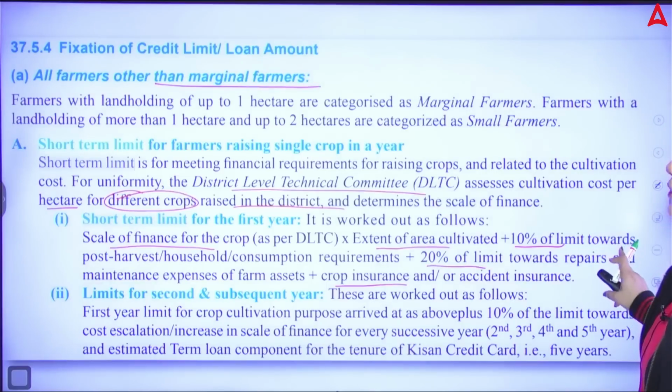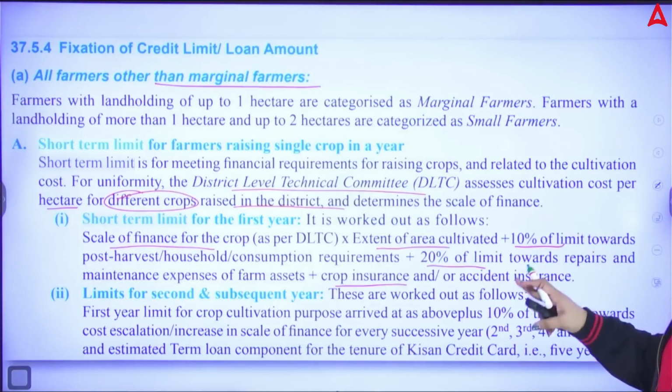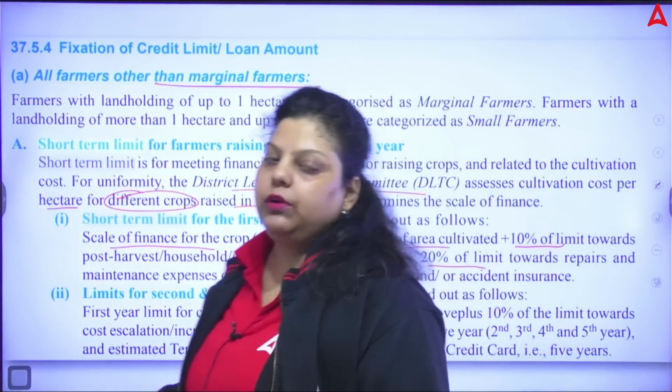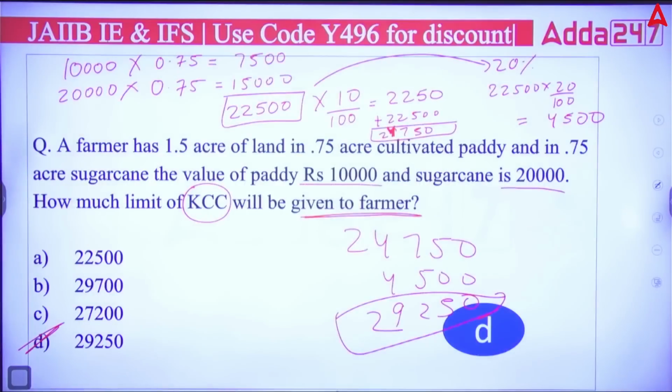Now the 10% limit towards post-harvest household etc. is calculated on 22,500. Then again 20% has been calculated of the same, and then we have added both. So the right answer is 29,250.